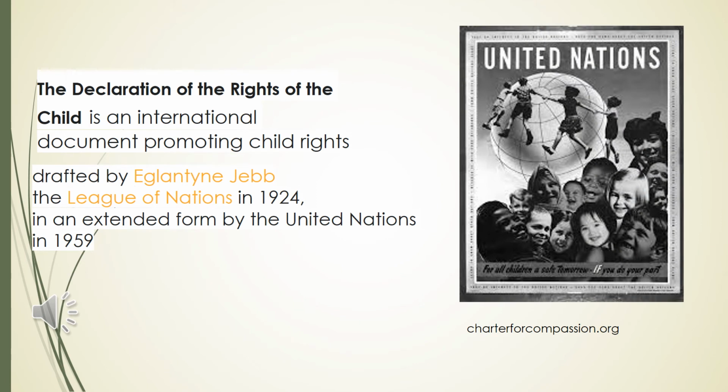The Declaration of the Rights of the Child is an international document promoting child rights, drafted by Eglantyne Jebb and adopted by the League of Nations in 1924, then adopted in an extended form by the United Nations in 1959.